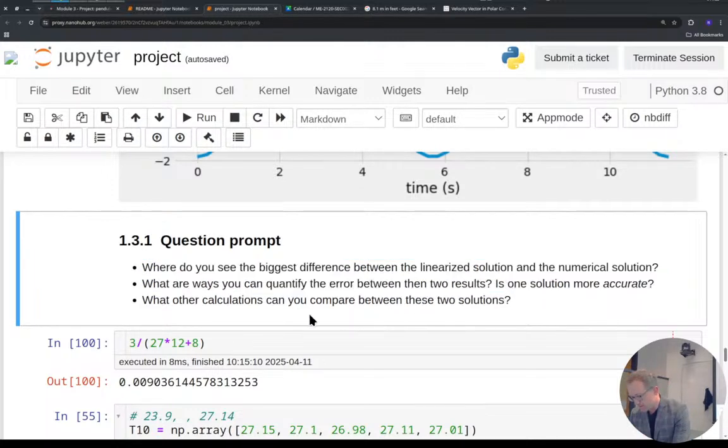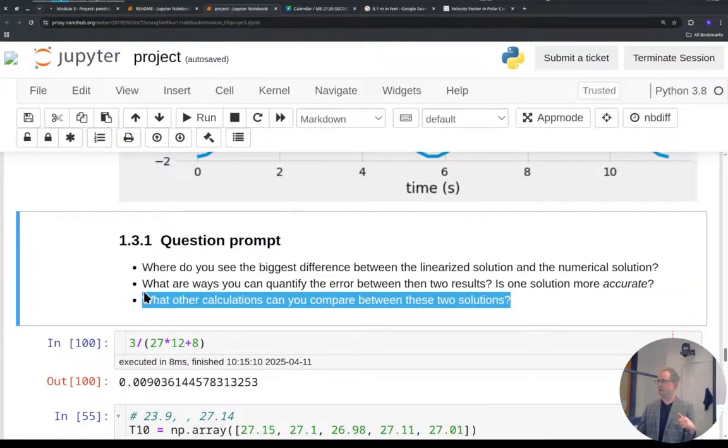But this last one is a nice segue into the energy and momentum methods that we're doing for module 4 anyway. Thinking about what other calculations we have, with all this information that we predicted, how else can we compare them? Did you think about that? What did you think you could compare? Yeah, I was thinking maybe if we calculated the kinetic and potential energies. Yeah, all right.